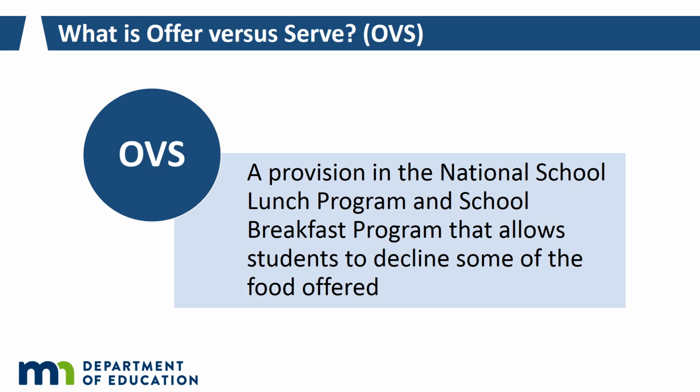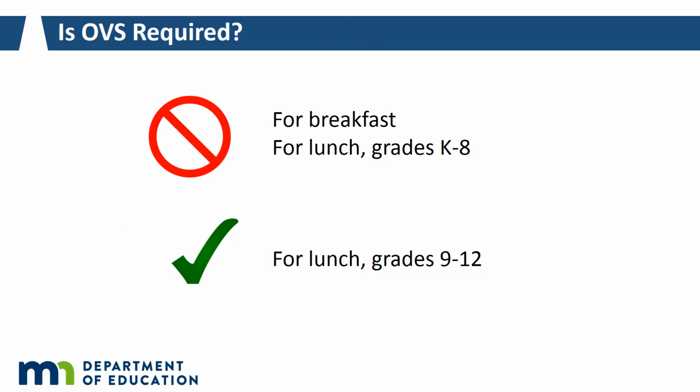Let's start by defining offer versus serve, or OVS as it is sometimes referred to. Offer versus serve is a provision in the National School Lunch Program and School Breakfast Program that allows students to decline some of the food offered. Offer versus serve is not required in all instances. It is not required for breakfast for any grade level or for lunch for grades K through 8. However, offer versus serve is required for lunch for grades 9 through 12.